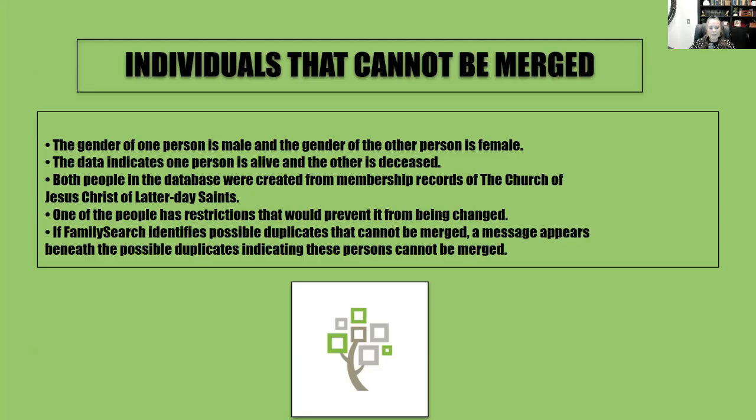Both people in the database were created from membership records of the Church of Jesus Christ of Latter-day Saints. The next one is that one of the people has restrictions that would prevent it from being changed. For some reason, some people do have restrictions.